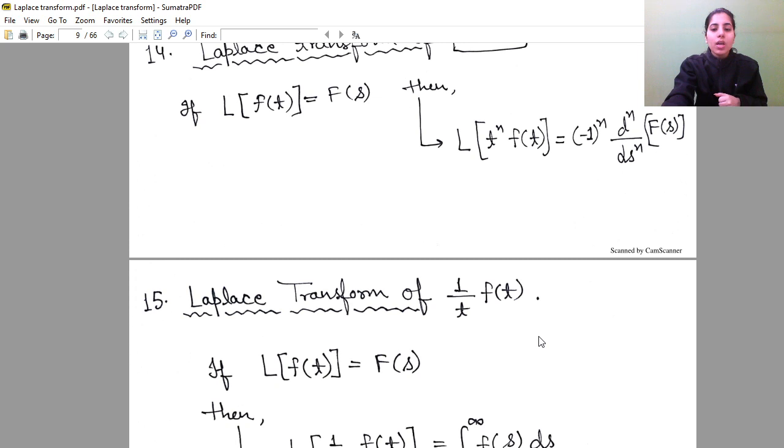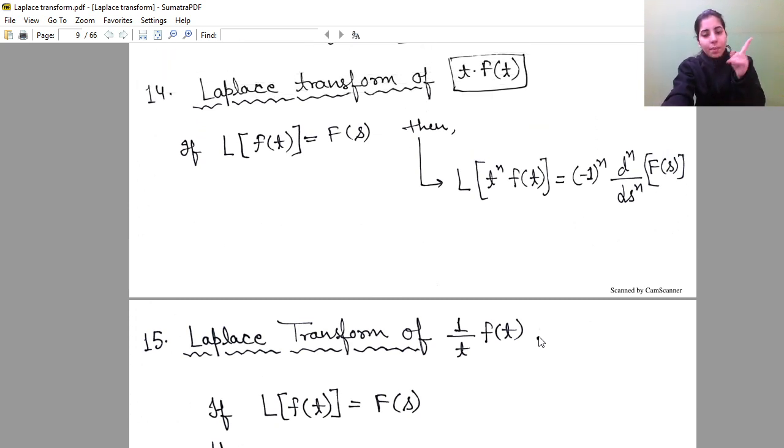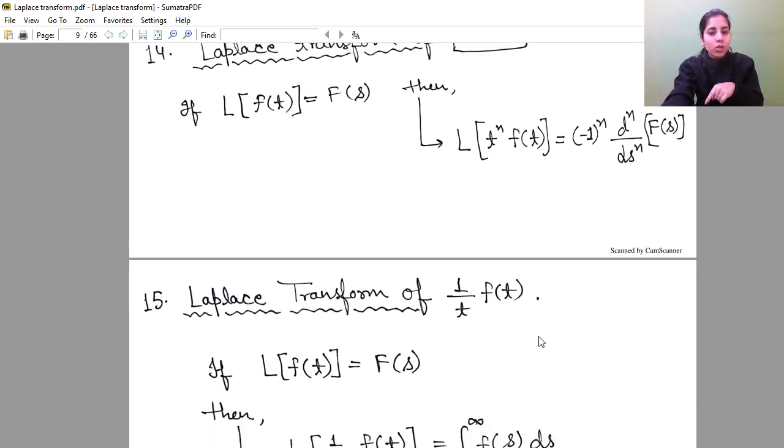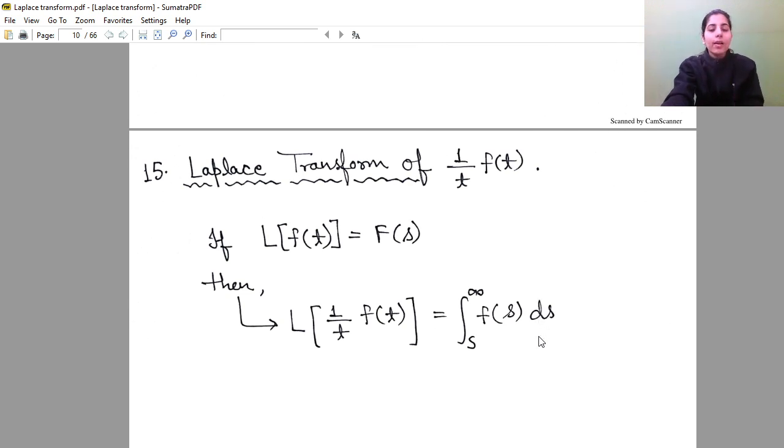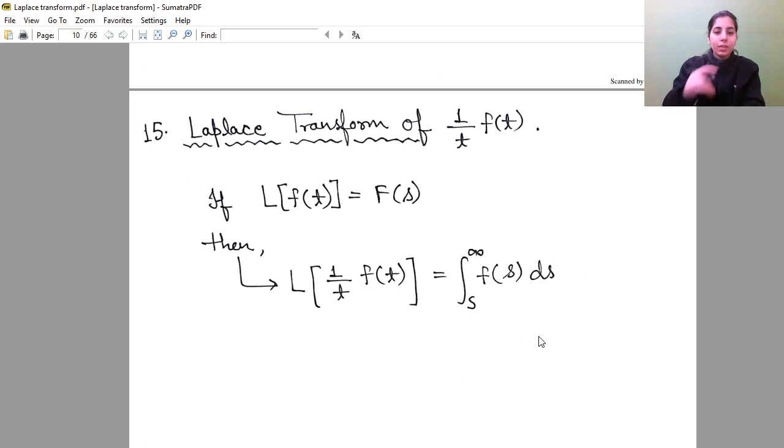Clear? Next, one case was when the multiplication of t is given with the function. The other case is when the function has been divided by t. Clear? So in this case, what will happen? If the Laplace transform of a function of t is equal to F(s), then the Laplace transform of 1 upon t f(t) will be equal to the integration from s to infinity of F(s) ds.